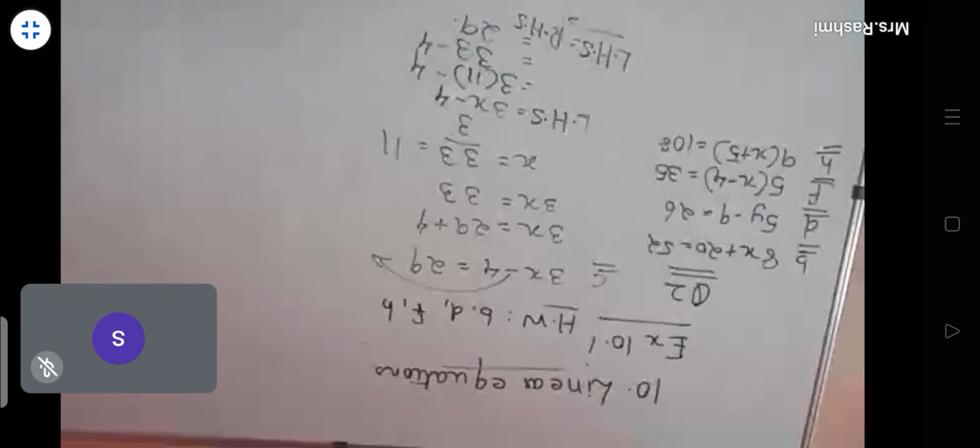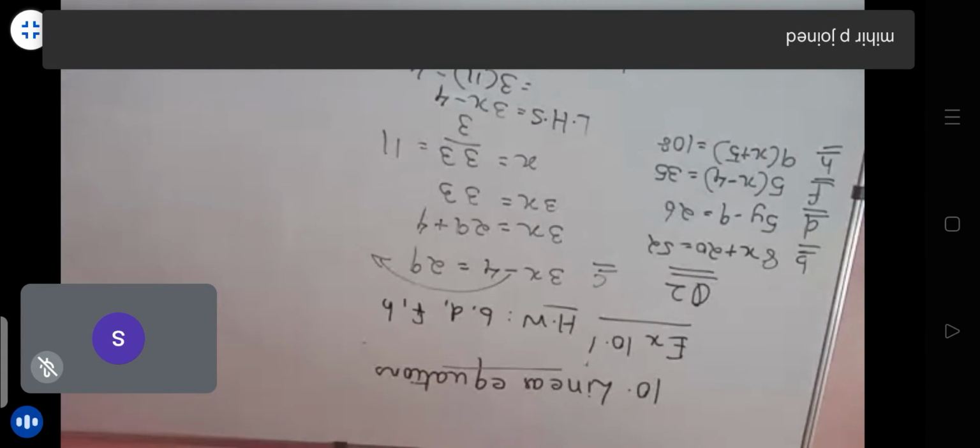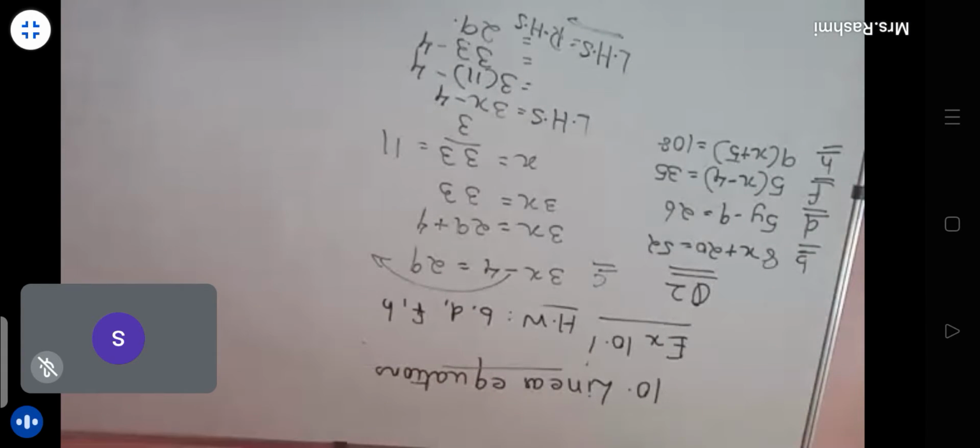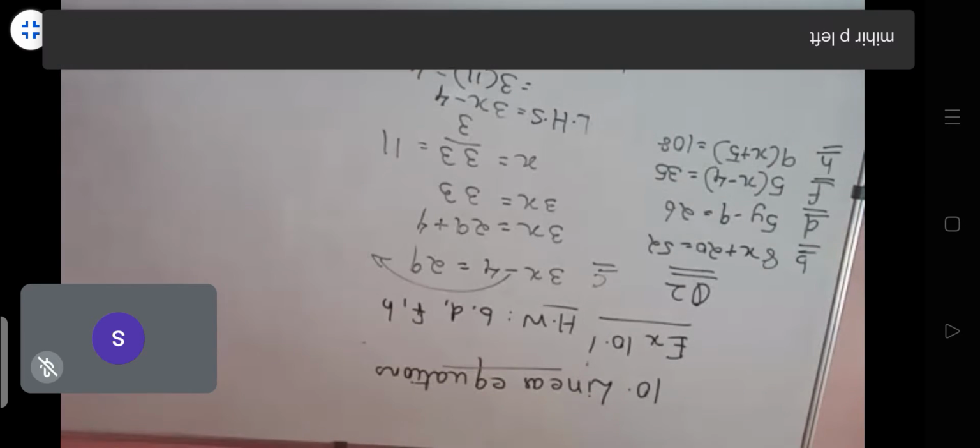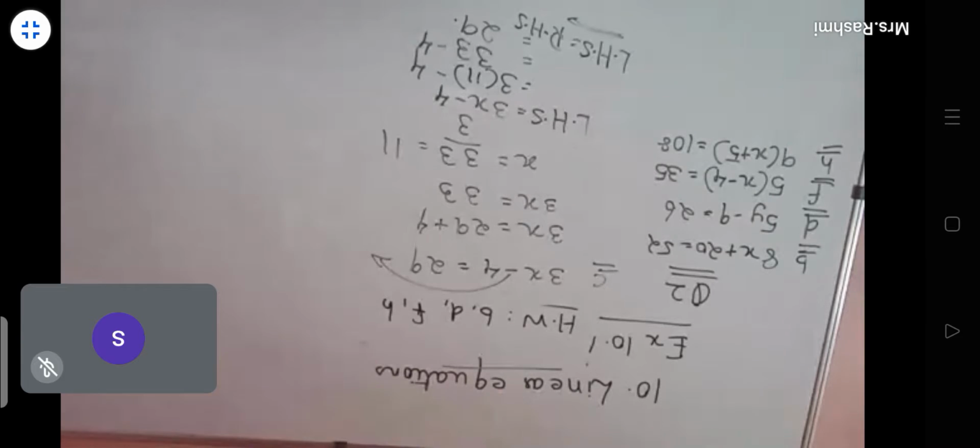Ma'am, what is the even sum in the new book? Yes. 4 into x minus 8 is equal to 24. Ma'am, can you repeat the sum? Yeah, wait. Just wait. Let me fill the ink. Then I will write the question. 4 into x minus 8 is equal to 24. 4 into the bracket x minus 8.